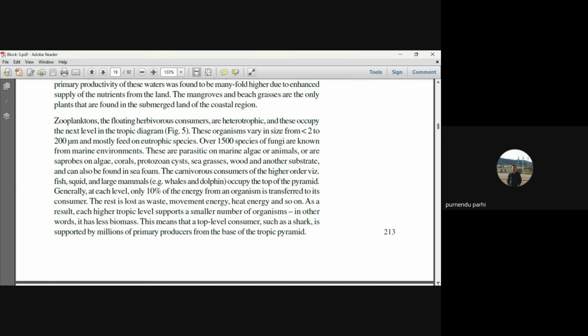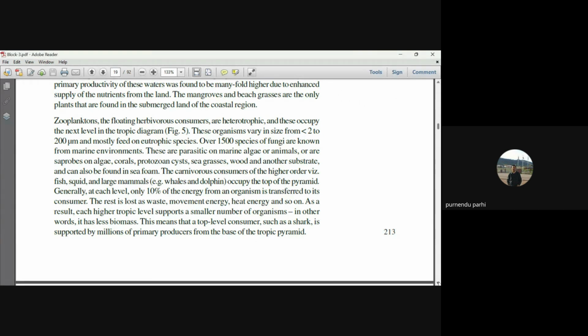Over 1500 species of fungi are known from the marine environment. These are parasitic on marine algae or animals, or are saprobes on algae, corals, protozoa, sea grasses, wood, and other substrates. The carnivorous consumers of the higher order, fish, squid, and large mammals, occupy the top of the pyramid.